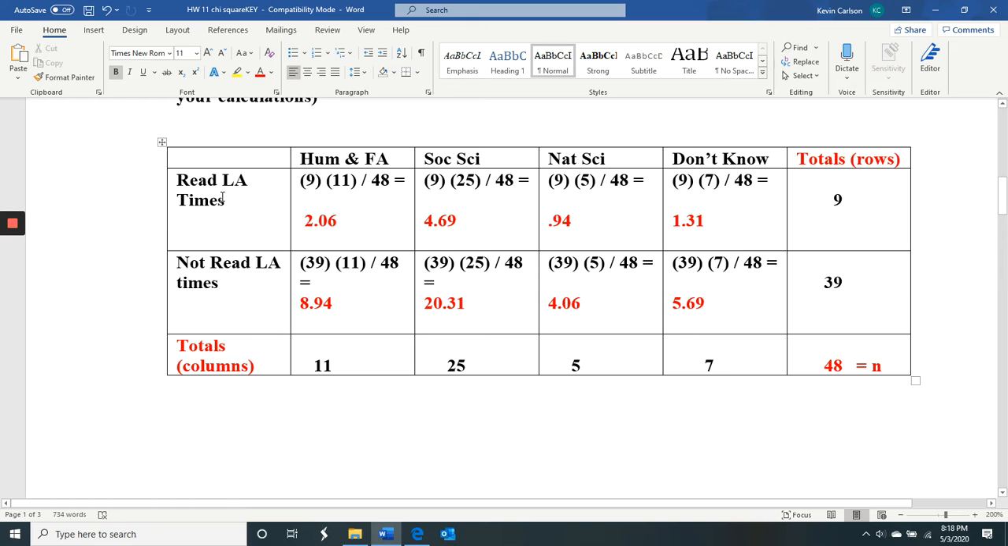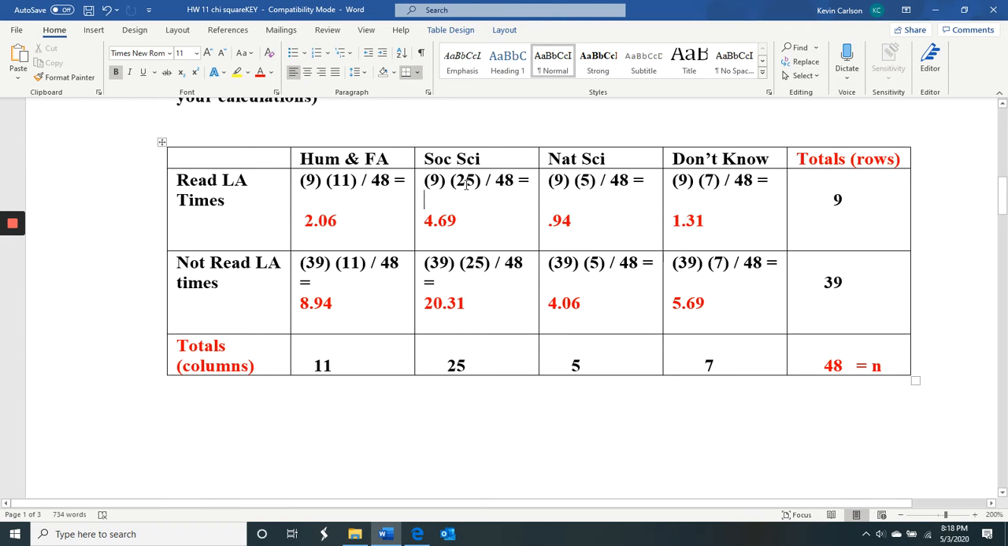For reading Times and humanities, fine arts, we have 9 people here in this row, and we have 11 people in this column. So you might say, well, why do you have 9 and 11? I have 11 and 9. It's the same thing. It doesn't really matter. So take the column, take the rows, multiply those, and divide by 48. There's 48 total people in our sample. The expected value is this. So you do that for every cell.